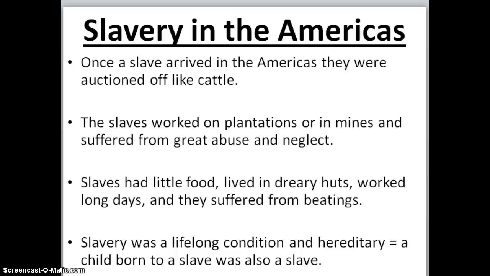Slaves are going to work on plantations or in mines, and they're going to suffer from great abuse and neglect. Slaves had little food. They lived in dreary huts. They're going to work long days, and they're going to suffer from beatings. Slavery was a lifelong condition and hereditary, meaning if a child is born to a slave, that child was also a slave.